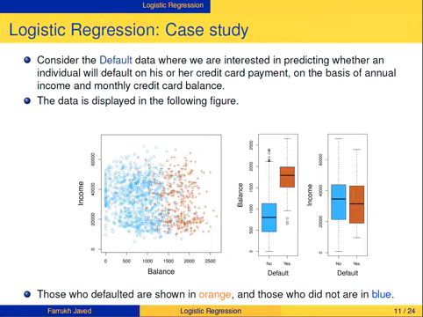So there are two outcomes: whether a person is going to default or not default. Default and not default are my responses, and my X or predictors are income and monthly credit card balance. So I have two variables for X, which are balance and income, and there are two categories defined for my Y, which is default or not default.